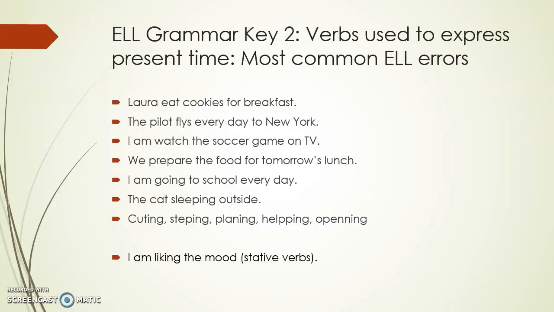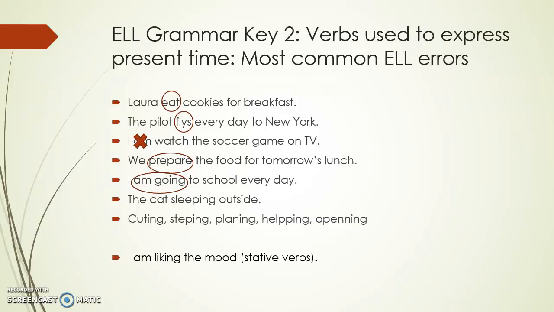Laura eat cookies for breakfast. They don't add the S when they have he, she, or it. The other one, the pilot flys every day to New York. They forget the spelling rules. I am watch the soccer game. So what they do is they include the verb to be. Another one, we prefer the food for tomorrow's lunch. They use the simple present to talk about something that is going to happen in the future. So the present continuous is the one that should be used for that.